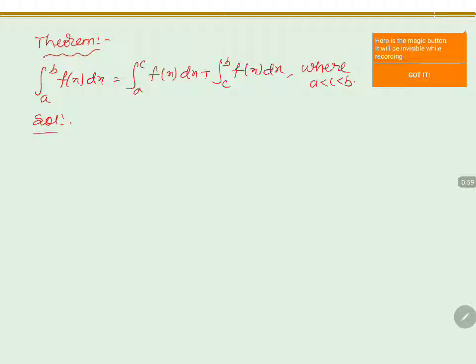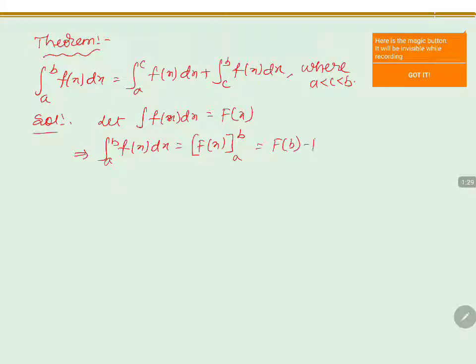Now in order to evaluate this, we'll assume that integral f of x dx is equal to capital F of x. Now let me apply the integral a to b on both sides. Integral a to b f of x dx is equal to F of x, and we can see that the lower limit is a while the upper limit is b. So this can be written as F of b minus F of a, that is the substitution of the upper limit and the substitution of the lower limit.